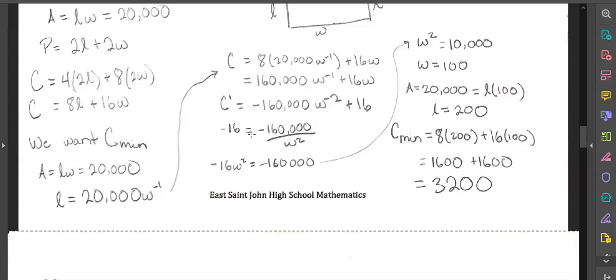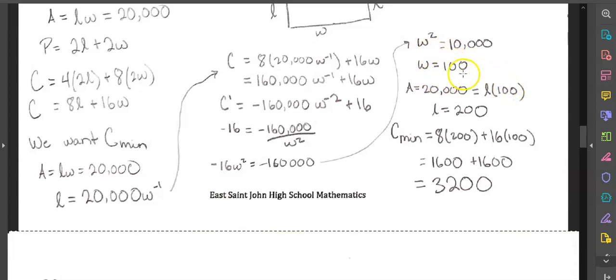And you look for your critical numbers and your derivative. So this became negative 160,000 W to the negative second power plus 16. You subtract 16 on both sides. And then notice that I changed it from W to the negative second power. I just made the exponent positive and put it in the denominator. So you multiply it on both sides to get here. Then you continue solving, divide by negative 16, and then take the square root, you end up with 100 for one of your dimensions.